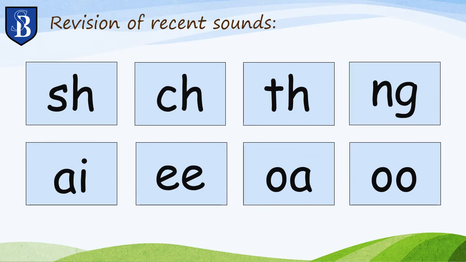So now that we've revised these 8 sounds, we're going to play a quick game. I'm going to say one of the phonemes, the sound, and I want you to point to the grapheme, the way it's written down, as quickly as possible. See if you can do it faster than your grown up. Okay, the first sound is ch. Ch. That's ch, like in chop, chip, or church.